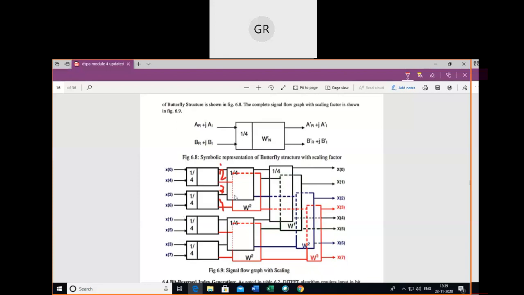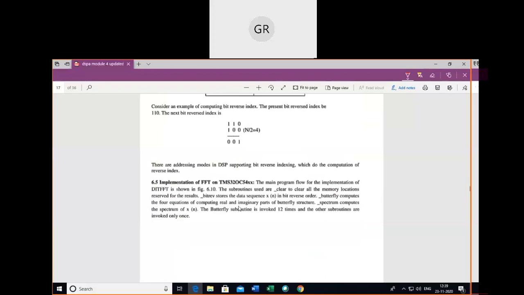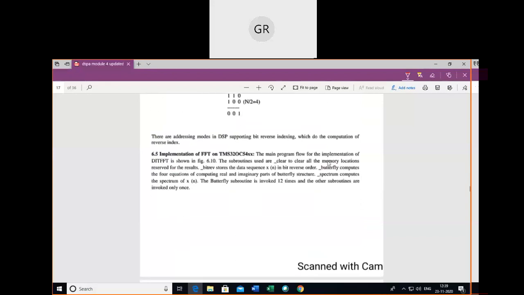And also here we can clear the locations reserved for the results, and also the bit reverse subroutine program. And butterfly computes four equations of computing real and imaginary parts of the butterfly structure. Yeah, we already discussed this.